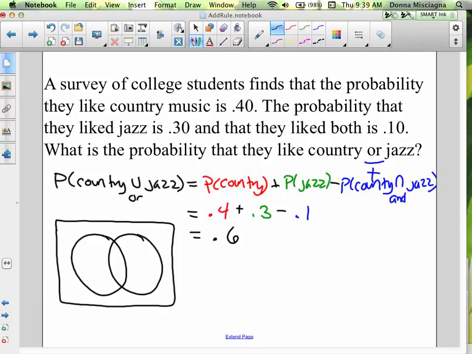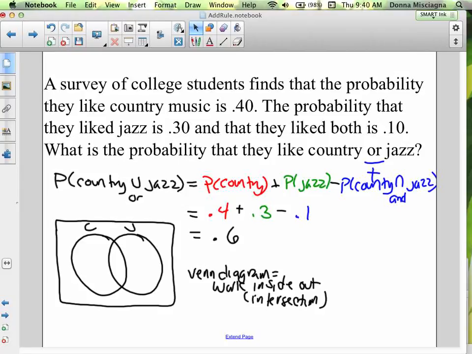All right, so we have the country. I'll put C for country. I'll put J for jazz. And then we have our intersection. Whenever we're doing a Venn diagram, you want to work inside out. It's easier to figure out the inside. So inside means that intersection. How much do we have in the intersection here? 0.1 is in the intersection, right? That's the probability they liked both, which was 0.1.